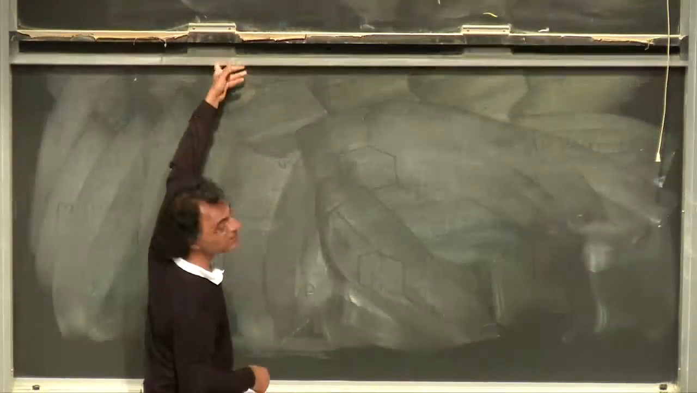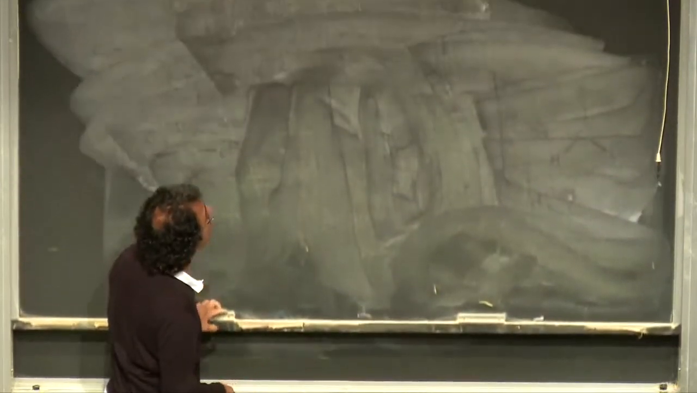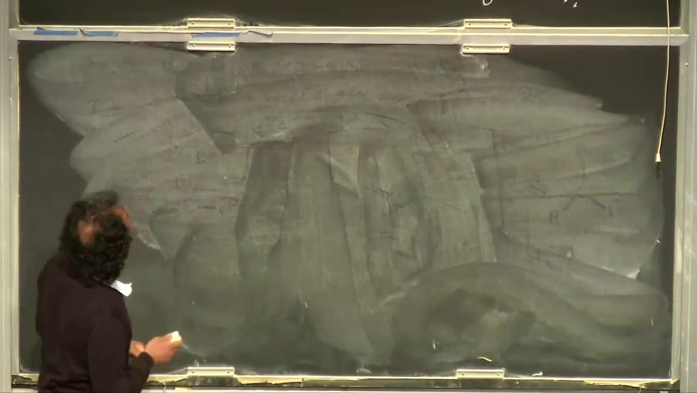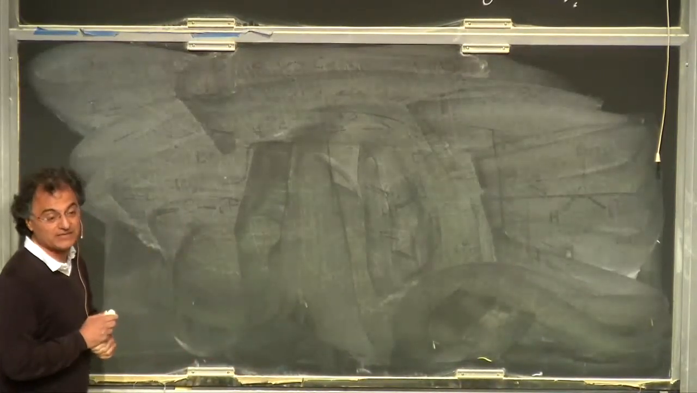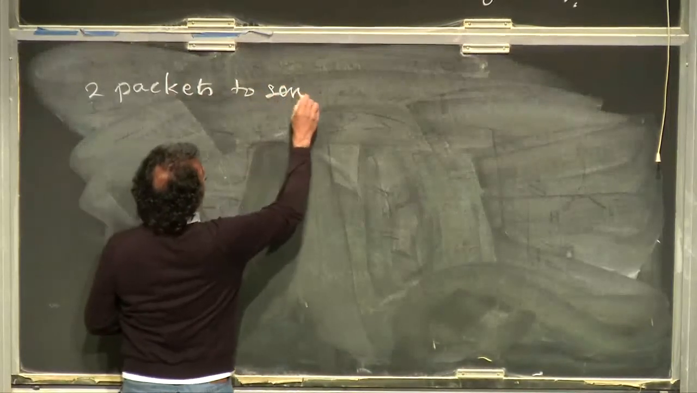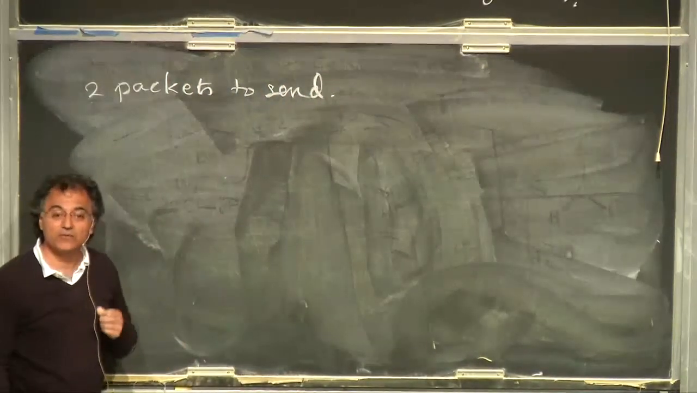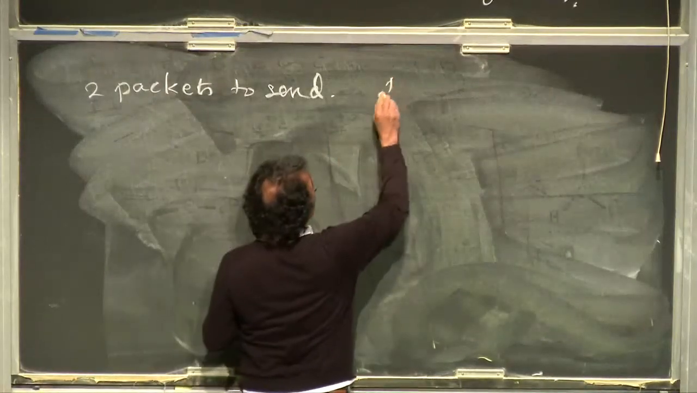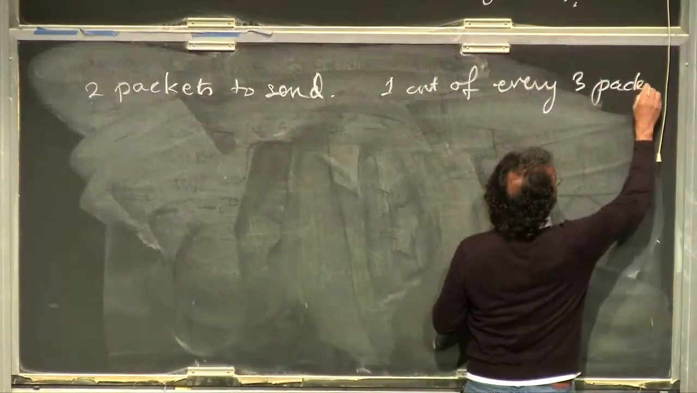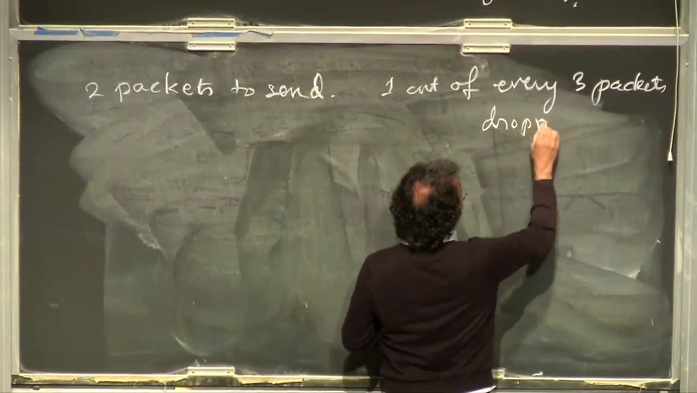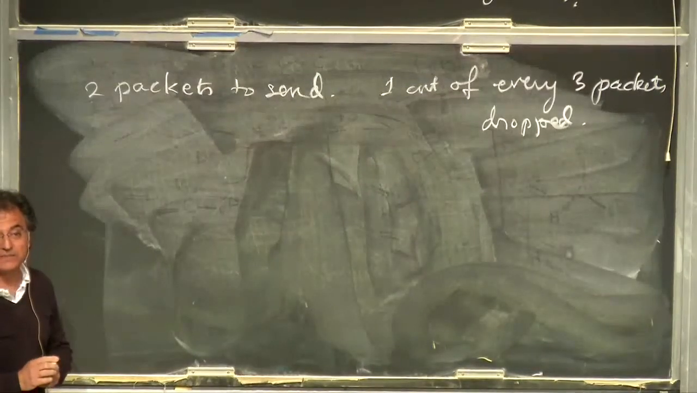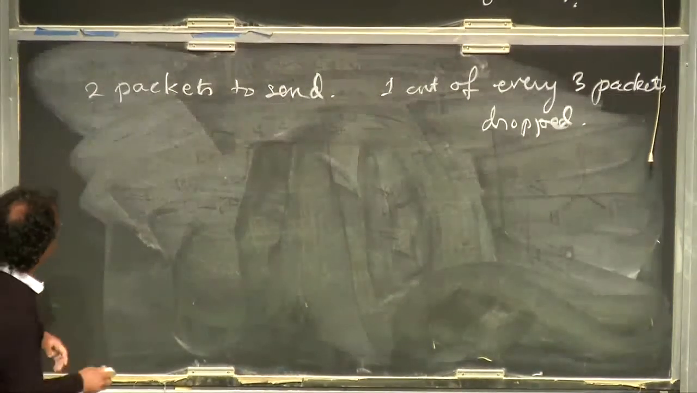Okay, so let's go ahead and solve the first problem. So let me take an example. So let's say that what you're trying to send is exactly 2 packets. So you have 2 packets that you want to send. And let's say that you know that 1 in 3 packets gets dropped. Okay. So now, how would we deal with this?